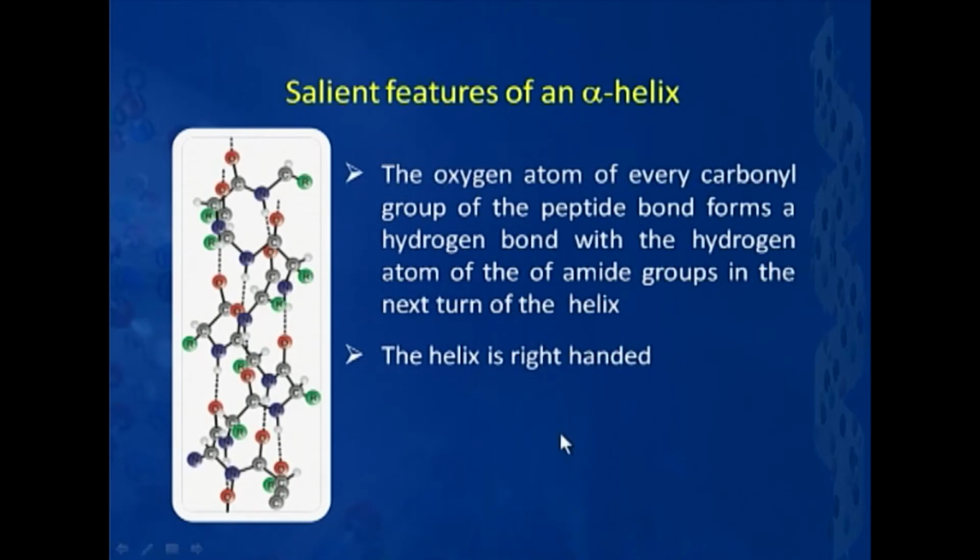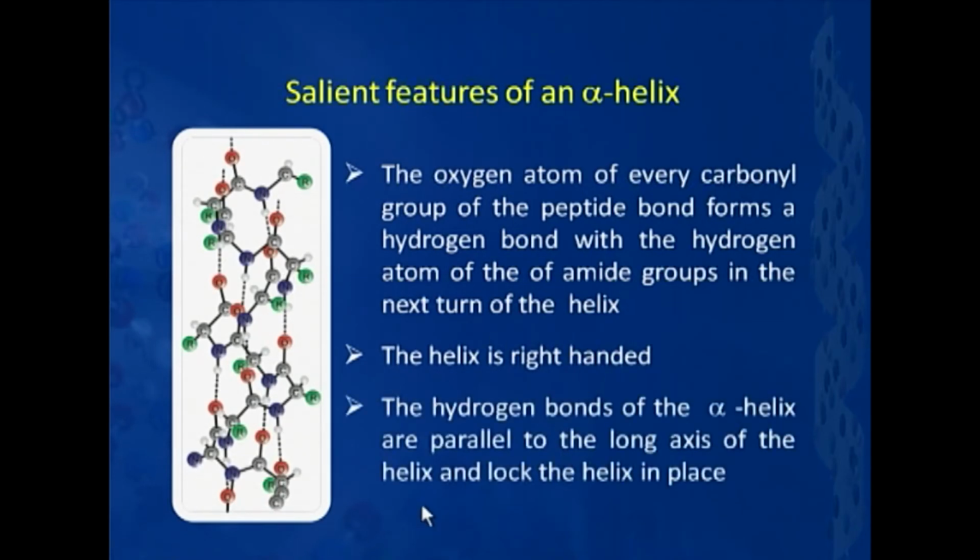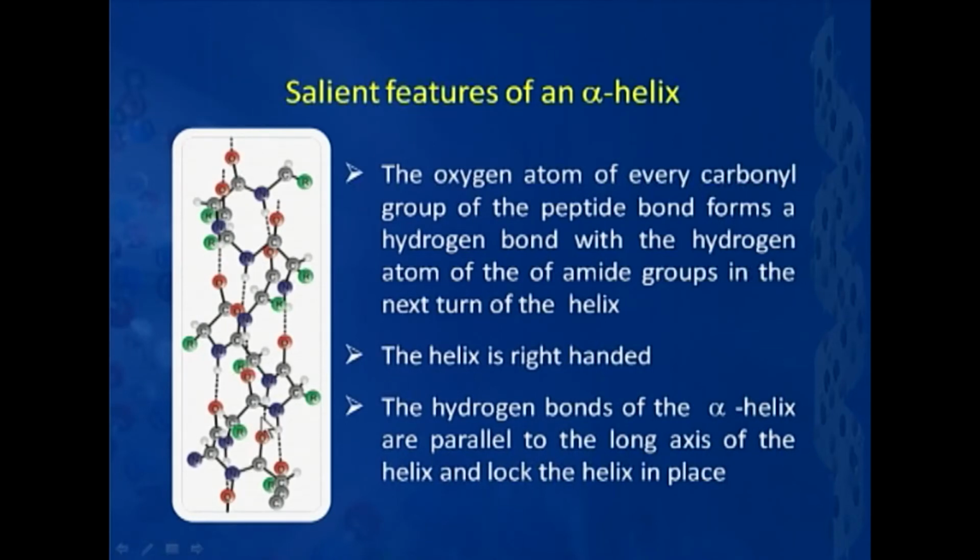As I mentioned, it is a right-handed helix. Then the hydrogen bonds of the alpha helix are parallel to the long axis. That means, as I just said, we are moving along a coil with an axis like this. This is my helical axis, the upper direction there. So, these are my hydrogen bonds which are running parallel to that. That is characteristic of alpha helix.